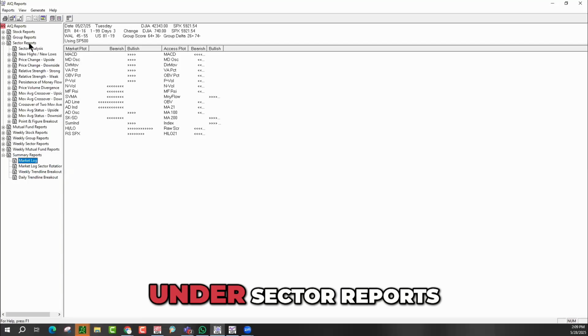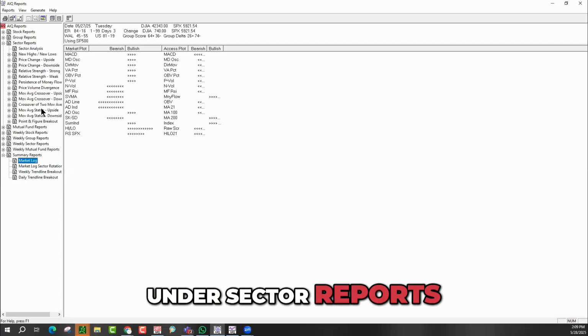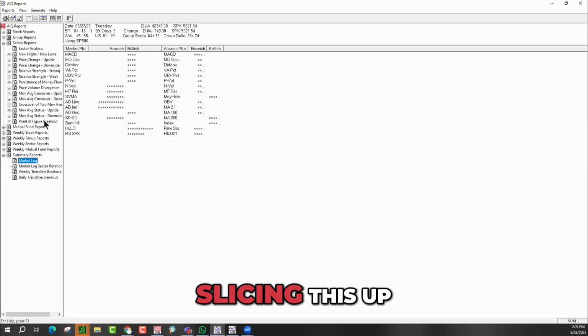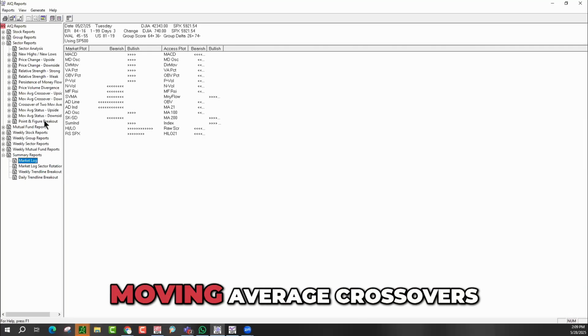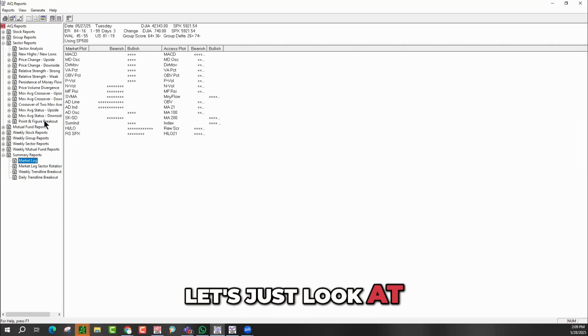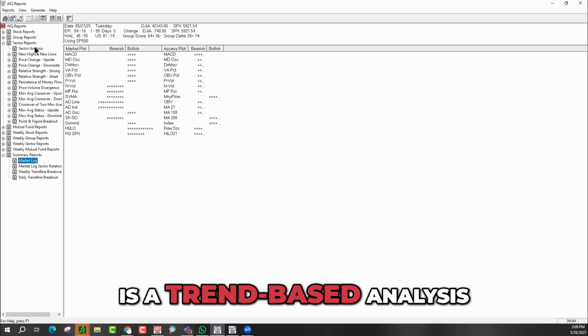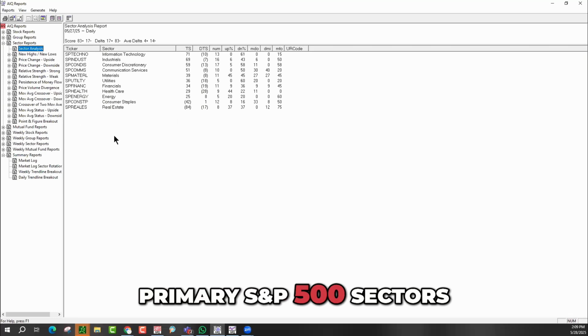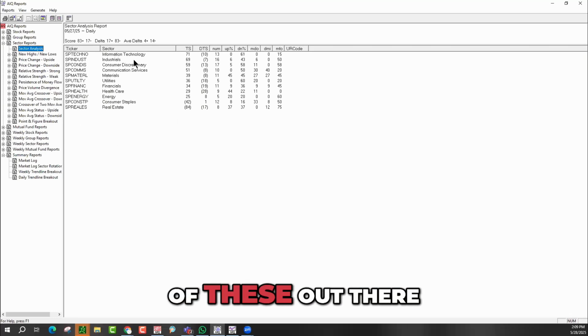So as you can see under sector reports, there are a bunch of different reports that are within the sector. There's different ways of slicing this up. Whether we look at moving average crossovers, let's just look at one for the moment. The very first one is a trend-based analysis on the sector. So this is the primary S&P 500 sectors. You've probably heard most of these out there.